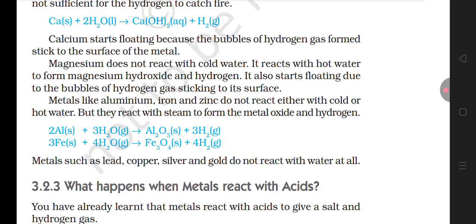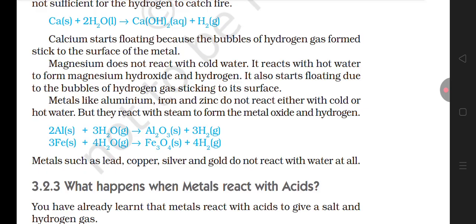Metals like aluminium, iron, zinc do not react with cold or hot water, but they react with steam to form metal oxide and hydrogen. So aluminium is 2Al plus 3H2O will give us Al2O3 plus 3H2. In this case also hydrogen will not catch fire. Second, we have 3Fe plus 4H2O will give us Fe3O4 plus 4H2 gas. Now metals such as lead, copper, silver and gold do not react with water at all, even with steam, cold water or hot water.